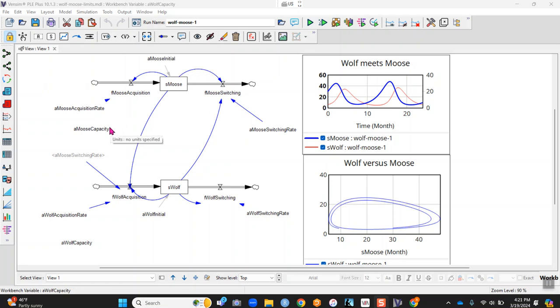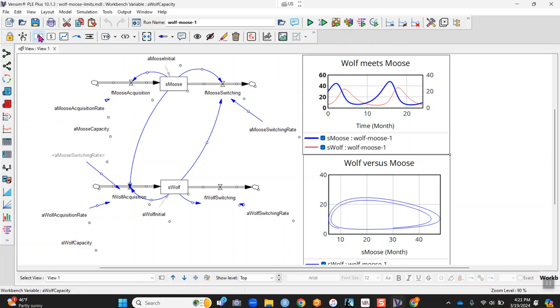Now, in the model that we're working with, there's a capacity issue. And the capacity will be part of how much the moose customers are as a percentage of the ability of the moose enterprise, Mooseco, to sustain that number of customers. And the same with the Wolfco ability to sustain it. So I've added these two auxiliary variables. Remember how you do that?